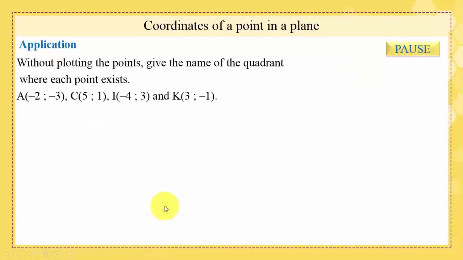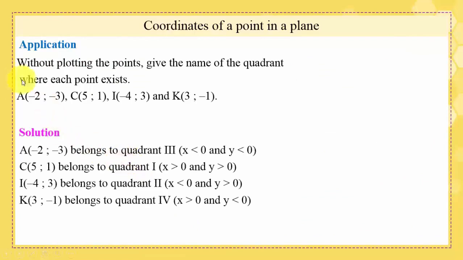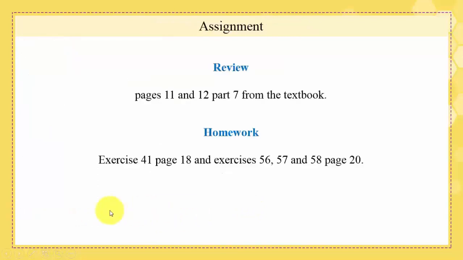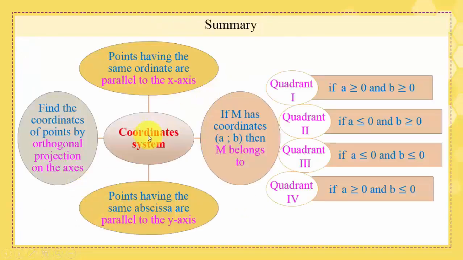Application. Please pause this video and try to solve the application. Solution. Point A belongs to the third quadrant. Why? x is negative and y is negative. C belongs to quadrant 1 since x is positive and y is positive. I belongs to quadrant 2, x negative and y positive. K belongs to quadrant 4, x positive and y negative. This is your assignment.